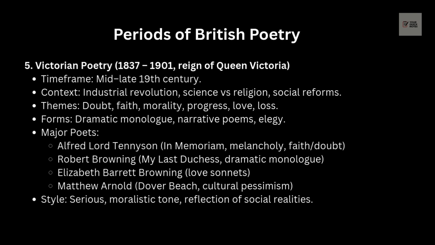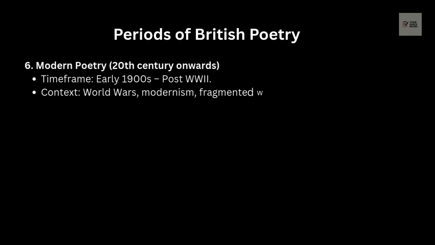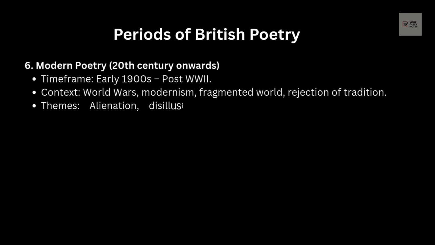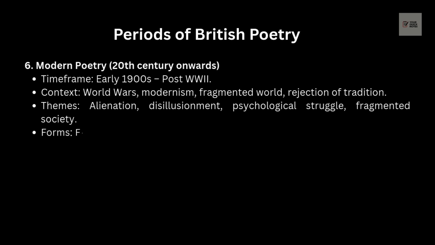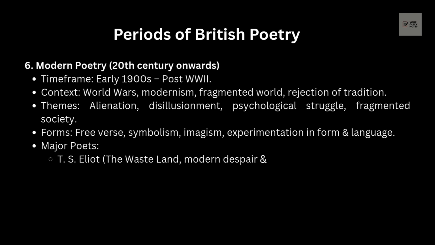Finally, we reach modern poetry, which developed in the 20th century, especially after the two world wars. This was a time of uncertainty, disillusionment, and rapid change in society. Poets no longer followed the old rules. They experimented with free verse, new styles, and bold ideas. The themes of modern poetry include war and destruction, loneliness, doubt, search for meaning, and the struggles of modern life. At the same time, poets also celebrated personal identity, freedom, and innovation. The forms were very different. Free verse, imagism, symbolism, and experimental techniques replaced the traditional rhyme and rhythm.